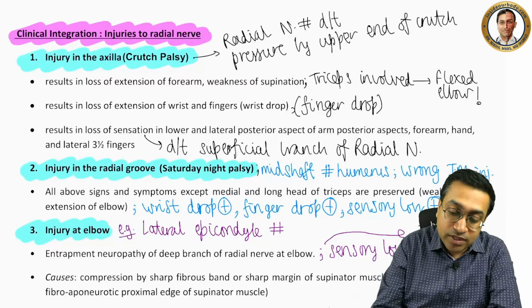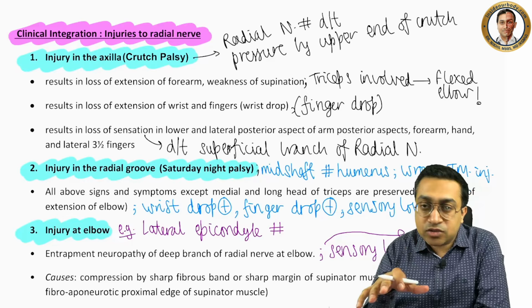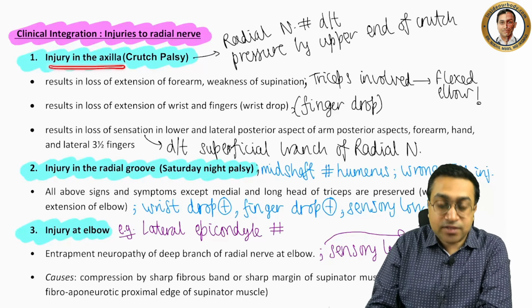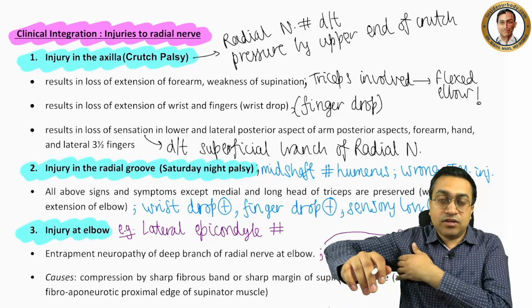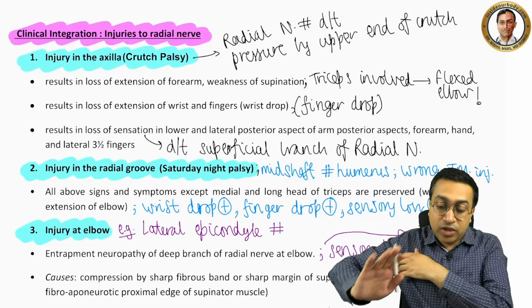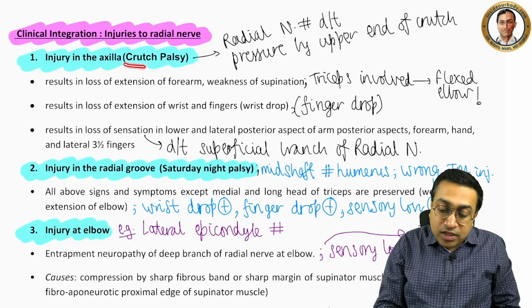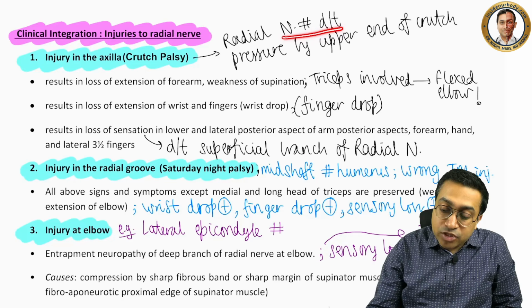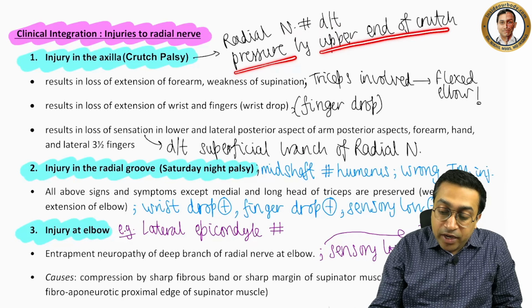Now try to understand the concepts here. You will get these notes, so you can make notes for yourself also. So, injury in the axilla. In this region, there is an injury to the radial nerve. This is due to the crutch which is used. The radial nerve is damaged due to the pressure by the upper end of the crutches.